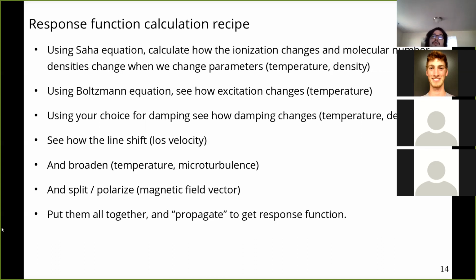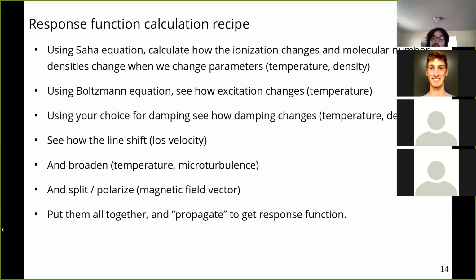Then you again move to the next step. You say, well, I used the Boltzmann equation to solve the level populations. Now, if I change my temperature, what's going to happen? Well, this Boltzmann is going to change, right? Increasing the temperature will increase the population of the excited states. Decreasing the temperature will decrease the population of the excited states. So then again, I need to find the derivative of the Boltzmann equation.